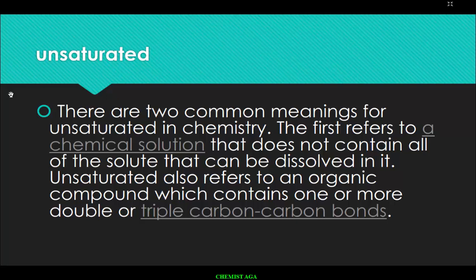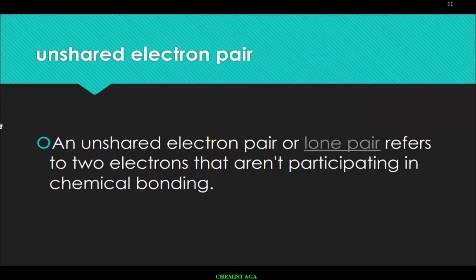Unsaturated. There are two common meanings for unsaturated in chemistry. The first refers to a chemical solution that does not contain all of the solute that can be dissolved in it. Unsaturated also refers to an organic compound which contains one or more double or triple carbon-carbon bonds. Unshared electron pair. An unshared electron pair or lone pair refers to two electrons that aren't participating in chemical bonding.